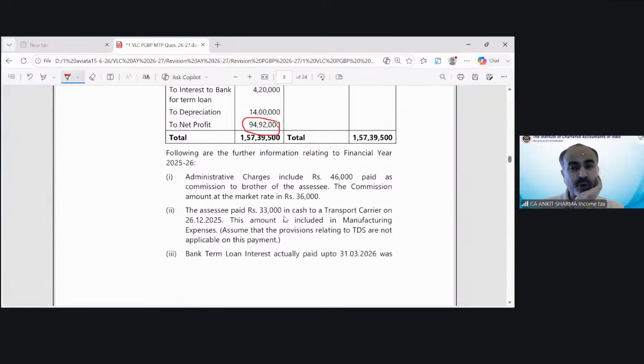Administrative charges include rupees 46,000 paid as commission to brother of assessee. The commission amount at the market rate is rupees 36,000. So the question says that the commission charges is 46,000, out of which the market value is 36,000. And because the payment has been made to the brother who is a relative, in this situation, the 10,000 would be disallowed.